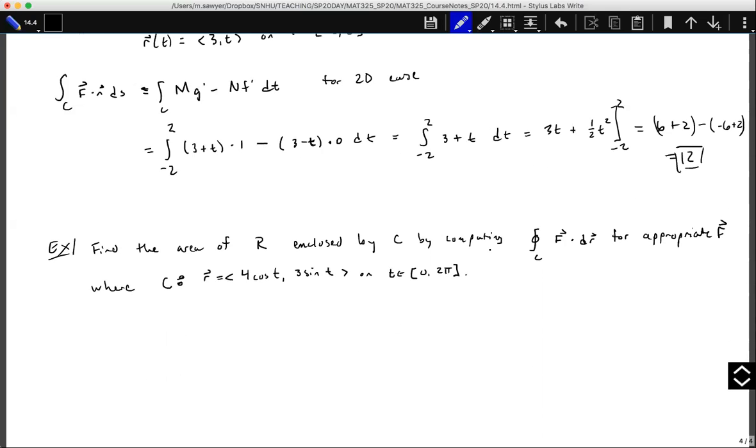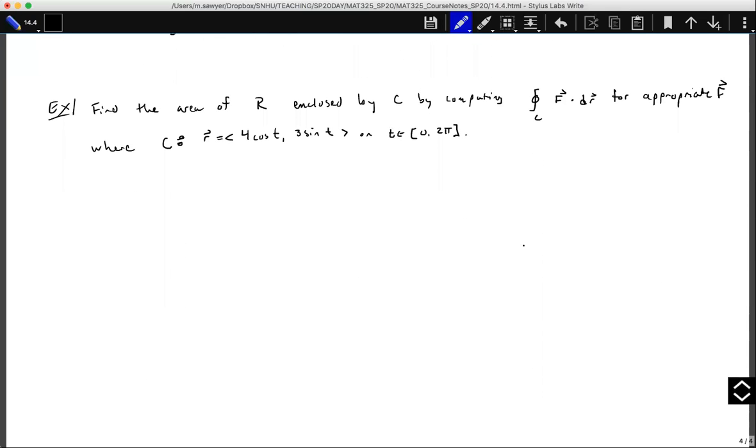Our second example: let's find the area of the region enclosed by the curve C by computing the closed integral of f dr for the appropriate vector field, where the curve is ⟨4 cos t, 3 sin t⟩ for t from 0 to 2π. This is a curve, and this is an ellipse. So let's look at the integral over C of f dr. Let's use Green's theorem here.